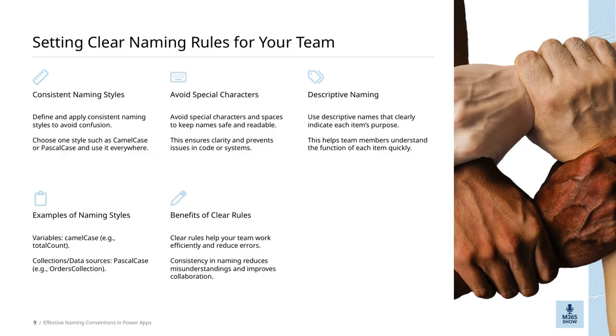It's also important to choose descriptive names that clearly show each item's purpose. When names are meaningful, team members can quickly understand what a variable or collection is for without digging through code. This improves overall clarity and speeds up development. Avoid using special characters or spaces in your names. This practice keeps names safe, readable, and less prone to causing issues in your code or systems.